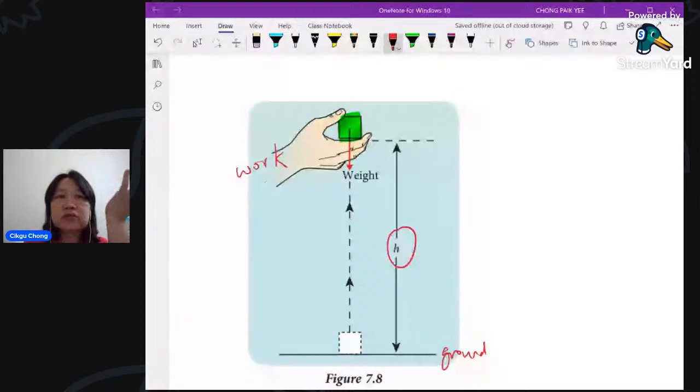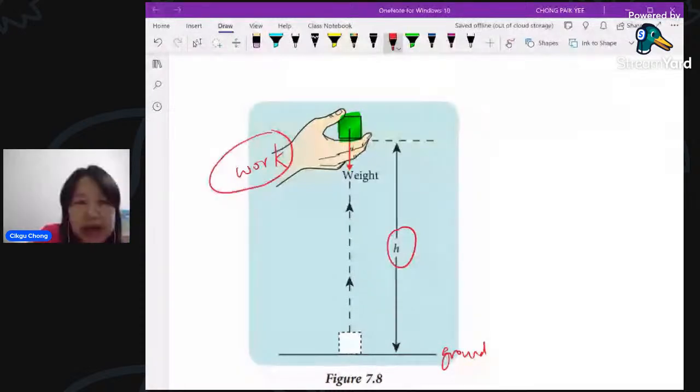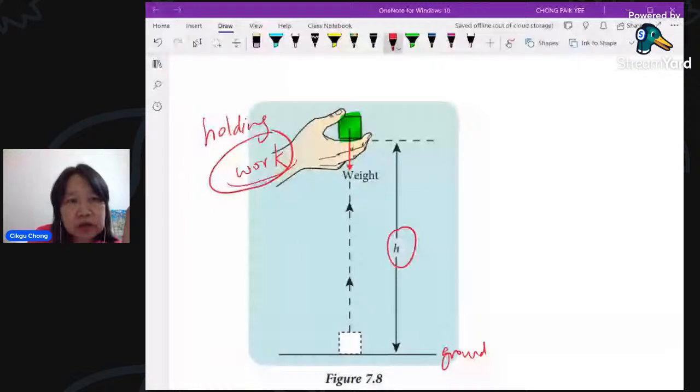Actually, your hand is doing work. The work is stopping it from falling. So your hand is holding it, you're stopping it from falling. So there's a kind of work done. You are doing the work to stop the object from falling. Okay, so that's work done.